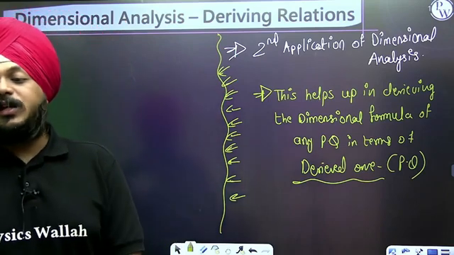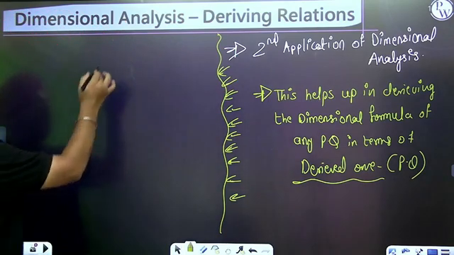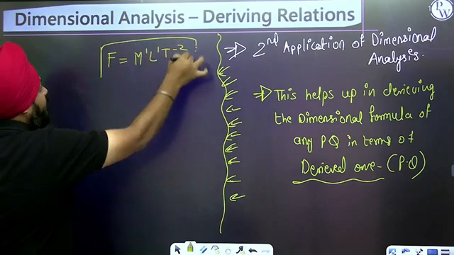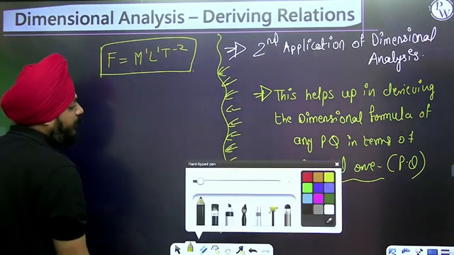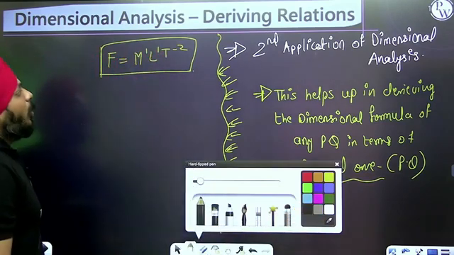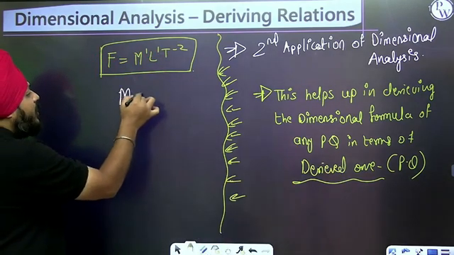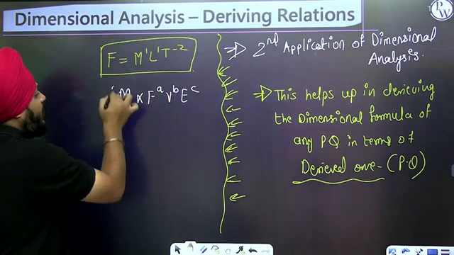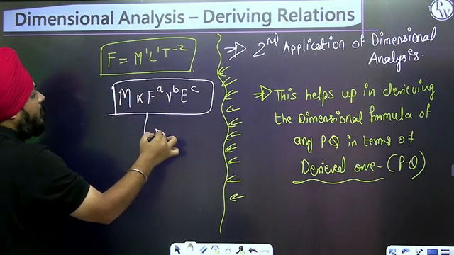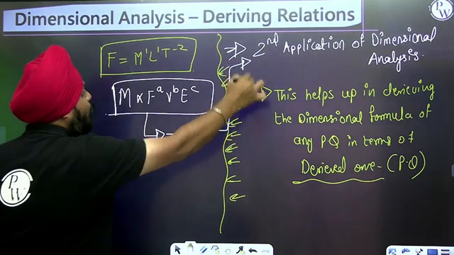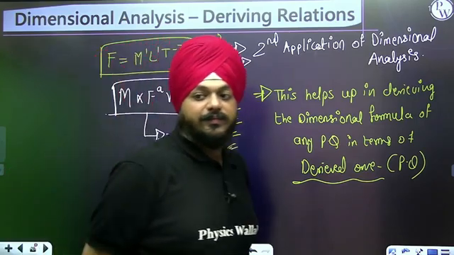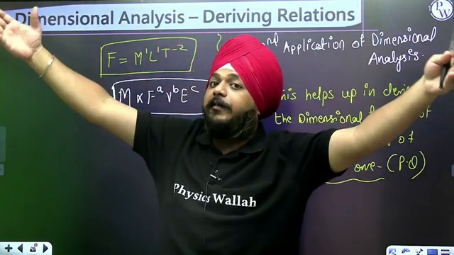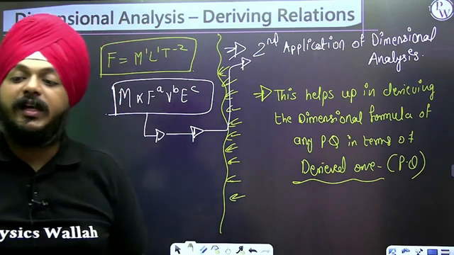Right. The second application of the dimensional analysis. Suppose the dimensional formula of the force is M1 L1 T minus 2. The force we have represented in terms of the fundamental physical quantities. But suppose I want to represent mass in terms of force, in terms of velocity, in terms of energy. This second application is the use of dimensional analysis: the representation of any physical quantity in terms of the derived one. How mass depends on force, energy and velocity.